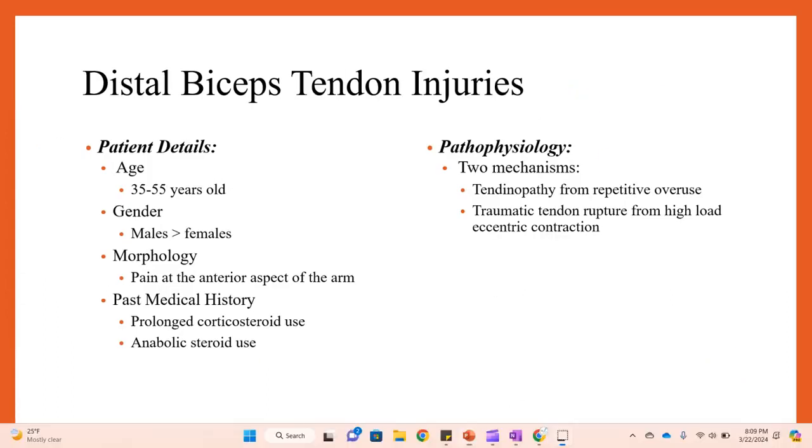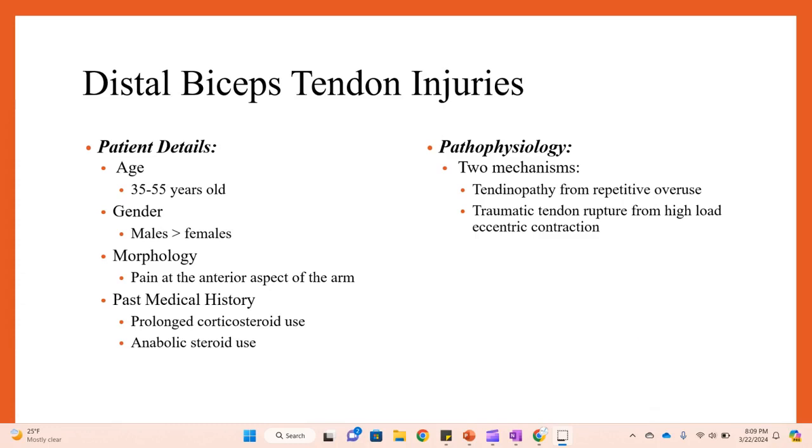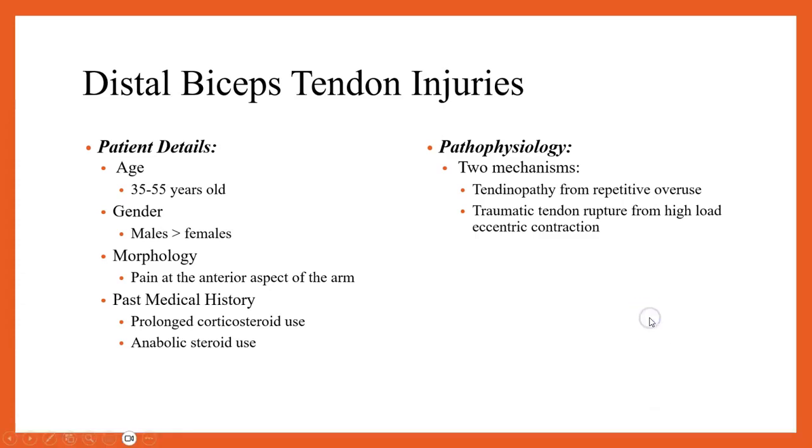Very good. So let's move into biceps tendon injuries here. We're going to categorize these into two types of injuries. One's going to be more of a tendinopathy, a tendonitis, let's call it, distal tendonitis, and the other is going to be a traumatic rupture of the tendon.